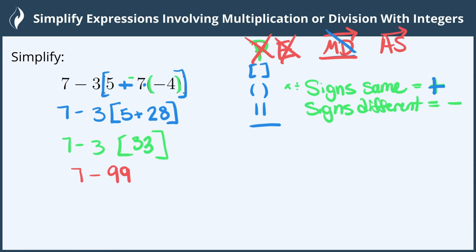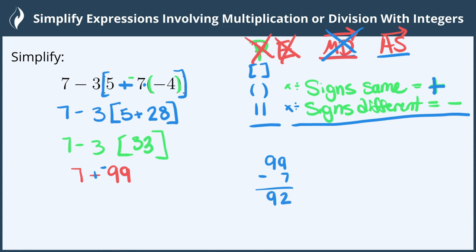Now I've completed all of the multiplication and division, and I can move to the last step of adding and subtracting. Before I do that, let's go ahead and change this to add the opposite. Here I have signs that are different, and this is not the same rule as multiplying and dividing. When I'm adding and subtracting, if I have signs that are different, I subtract and then keep the sign of the larger number. So we will do 99 minus 7, which gives us 92. And because I have more negatives than I do of the positive 7, my answer is -92. And now we have simplified this entire expression, and we're all done.